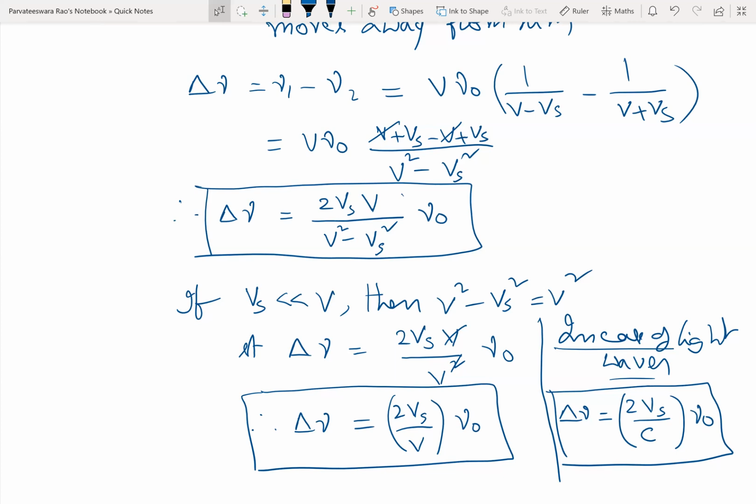They may ask fractional change or percentage change. In that case, delta nu by nu naught is equal to 2 Vs by V. If you want percentage, multiply by 100. That's all. So for studying Saturn rings, binary stars, redshift and all, this will be the formula used.